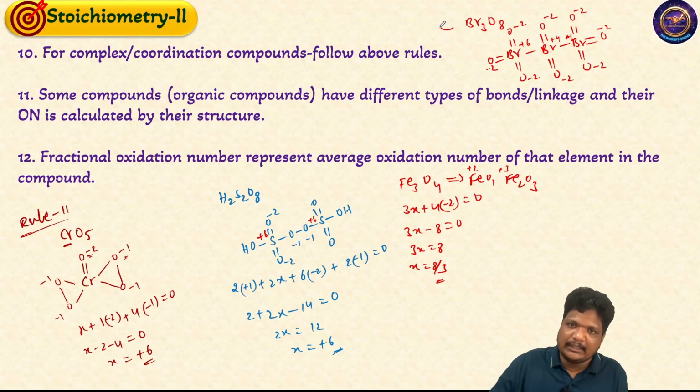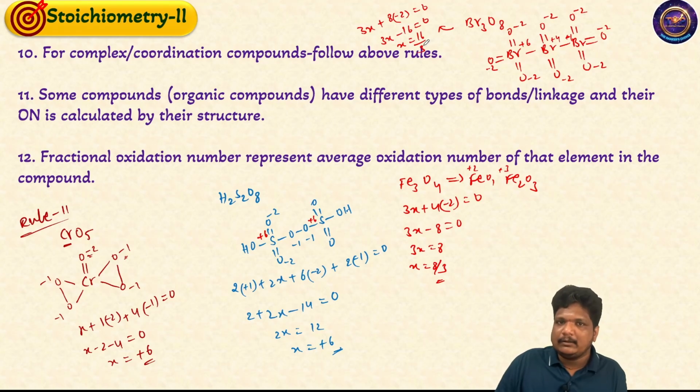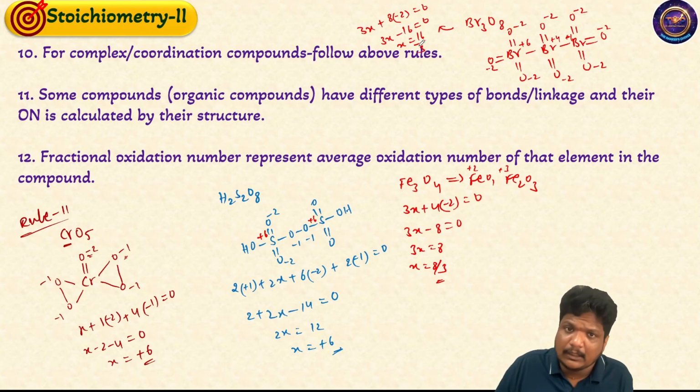Actually, if you calculate the oxidation state, 3x plus 8 into minus 2 is equal to 0. So 3x minus 16 is equal to 0, x is equal to 16 by 3. In this way you can calculate the average oxidation state of bromine. But actually two bromines have a plus 6 oxidation state, and one has a plus 4 oxidation state.